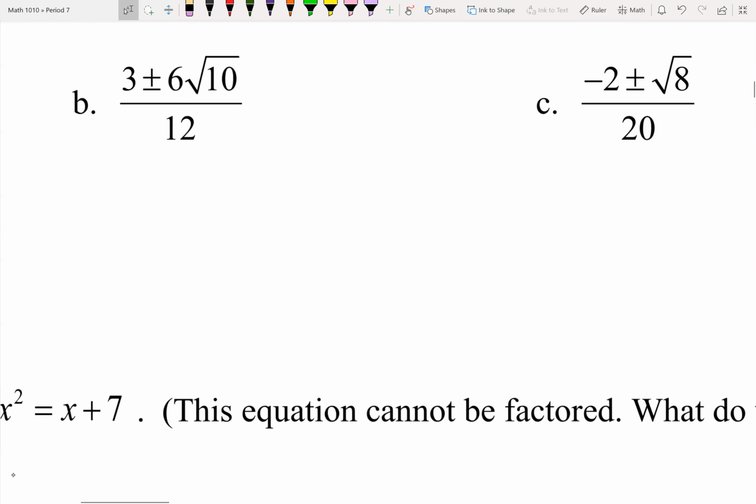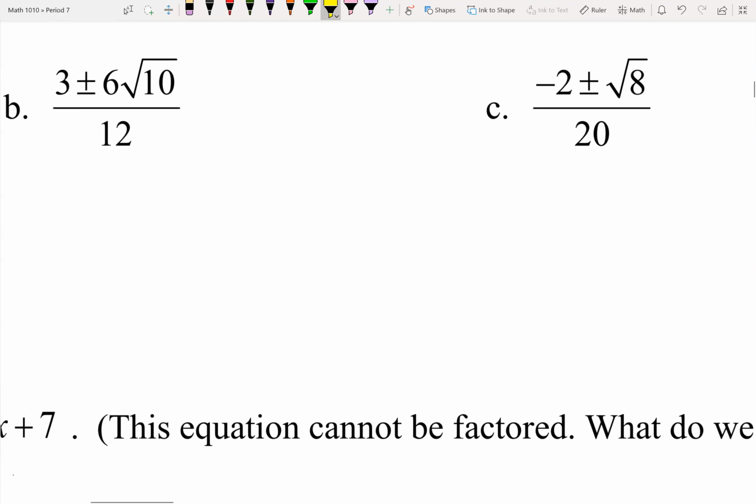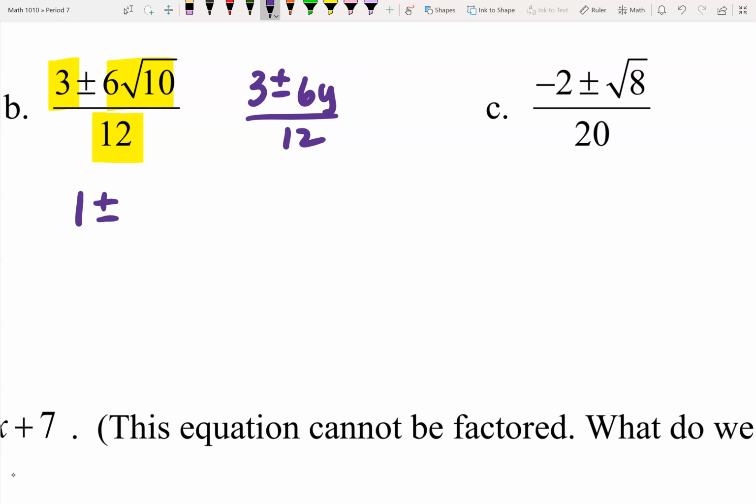Okay, next guy. Everybody in the room, how many people? 3. Person, person, person. Your brain sees this. Go off to the side and write 3 plus or minus 6 square root of 10 over 12. Can you reduce that guy? Yes, because every person, all 3 terms, 3 goes into. So your answer is 1 plus or minus 2 square root of 10 all over 4.